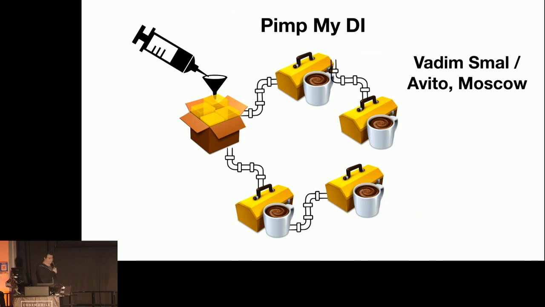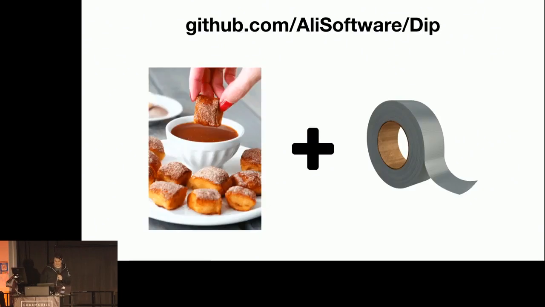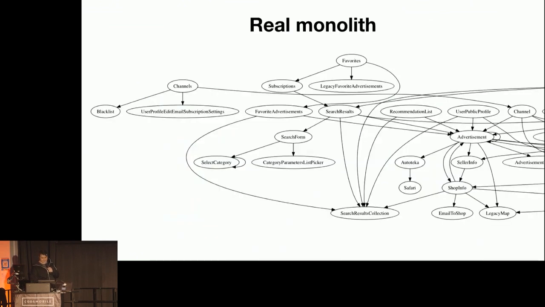Hello, everyone. I would like to give a lightning talk about dependency injection. First of all, we use an extremely modified version of the Deep library with IP changes, different optimizations, and additional functionality.